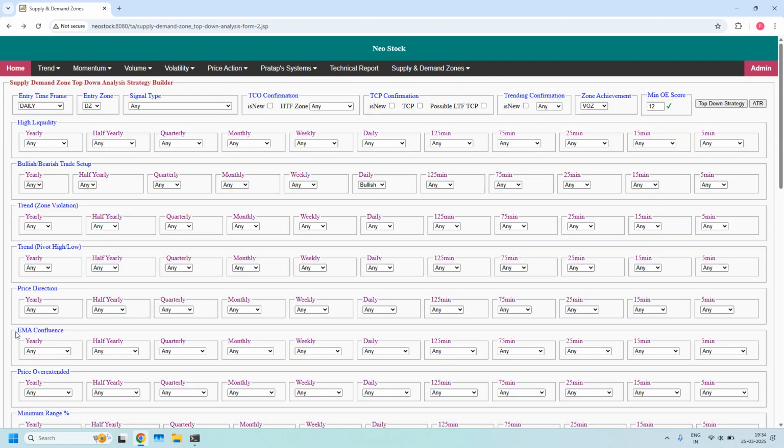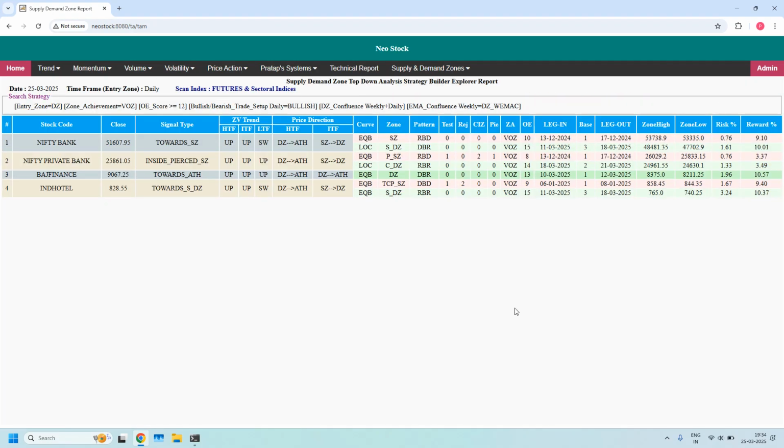So let's filter. In the EMA Confluence at weekly time frame, I am checking weekly demand zone having weekly EMA confluence. We got 4 stocks. So these 4 daily demand zones are having more high probability to get success. Okay, this is about bullish trade setup for monthly income trade based on daily and weekly demand zone confluence and a weekly demand zone with weekly EMA confluence.